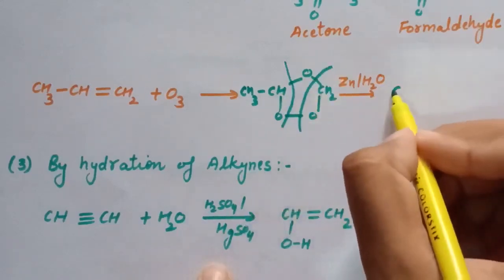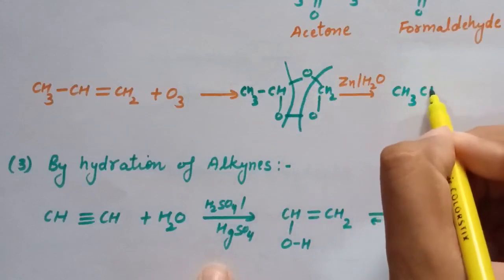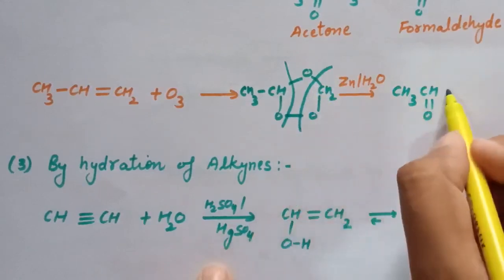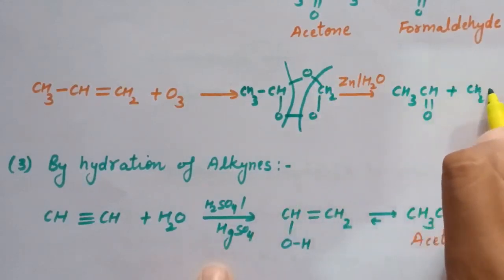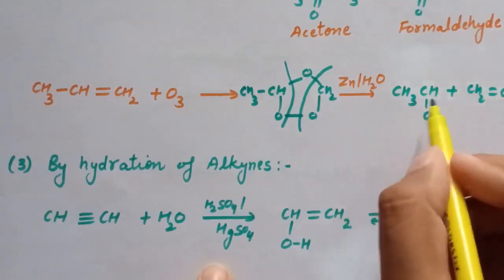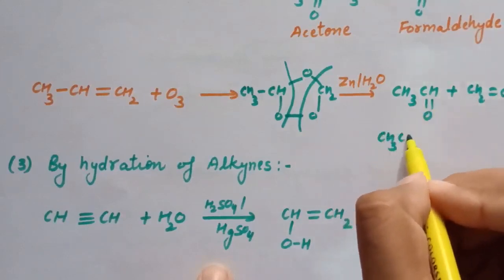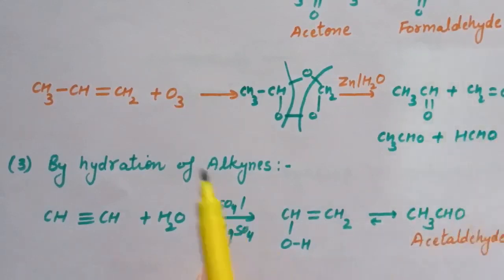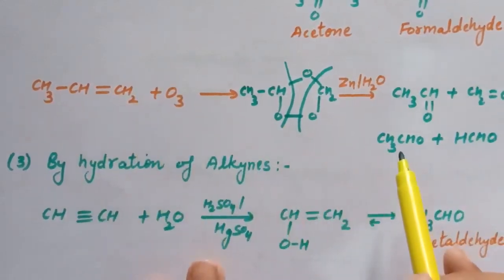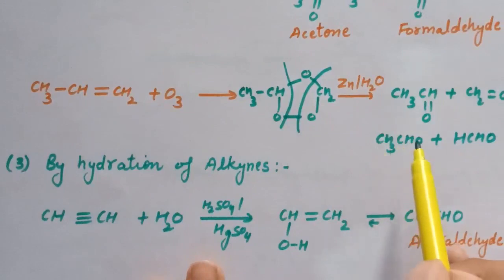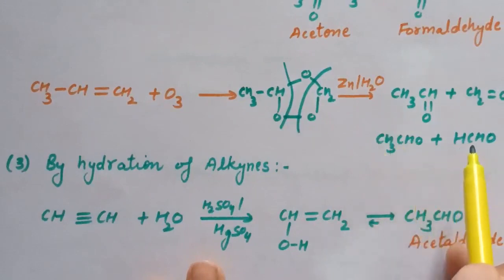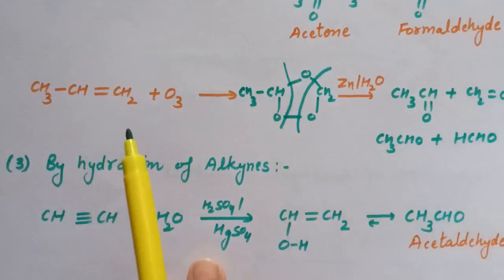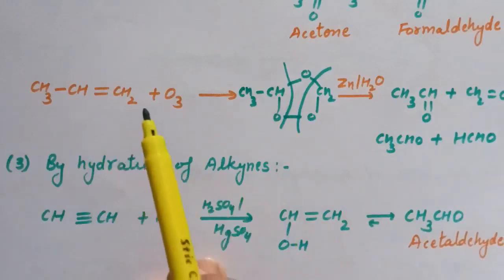and here we get CH3CH=O plus CH2=O. So we can write this as CH3CHO plus HCHO. In this case, one molecule of ethanal and one molecule of methanal is formed. So depending upon the alkene, the products are different.